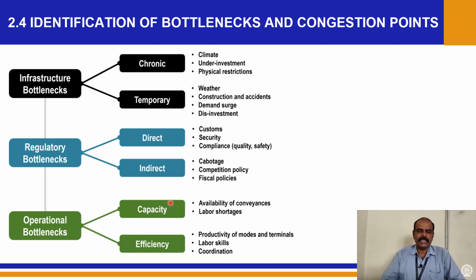Operational bottlenecks, capacity: what is the maximum parts that a particular system can handle, but still you wanted to do something extra, it is going to work beyond its capacity, so we can expect a shortage in labor. Efficiency: productivity modes and terminals, labor skills and coordination. So it starts right from physical requirement till the skill level of the operator. Across all this bandwidth, we are going to identify the bottlenecks.